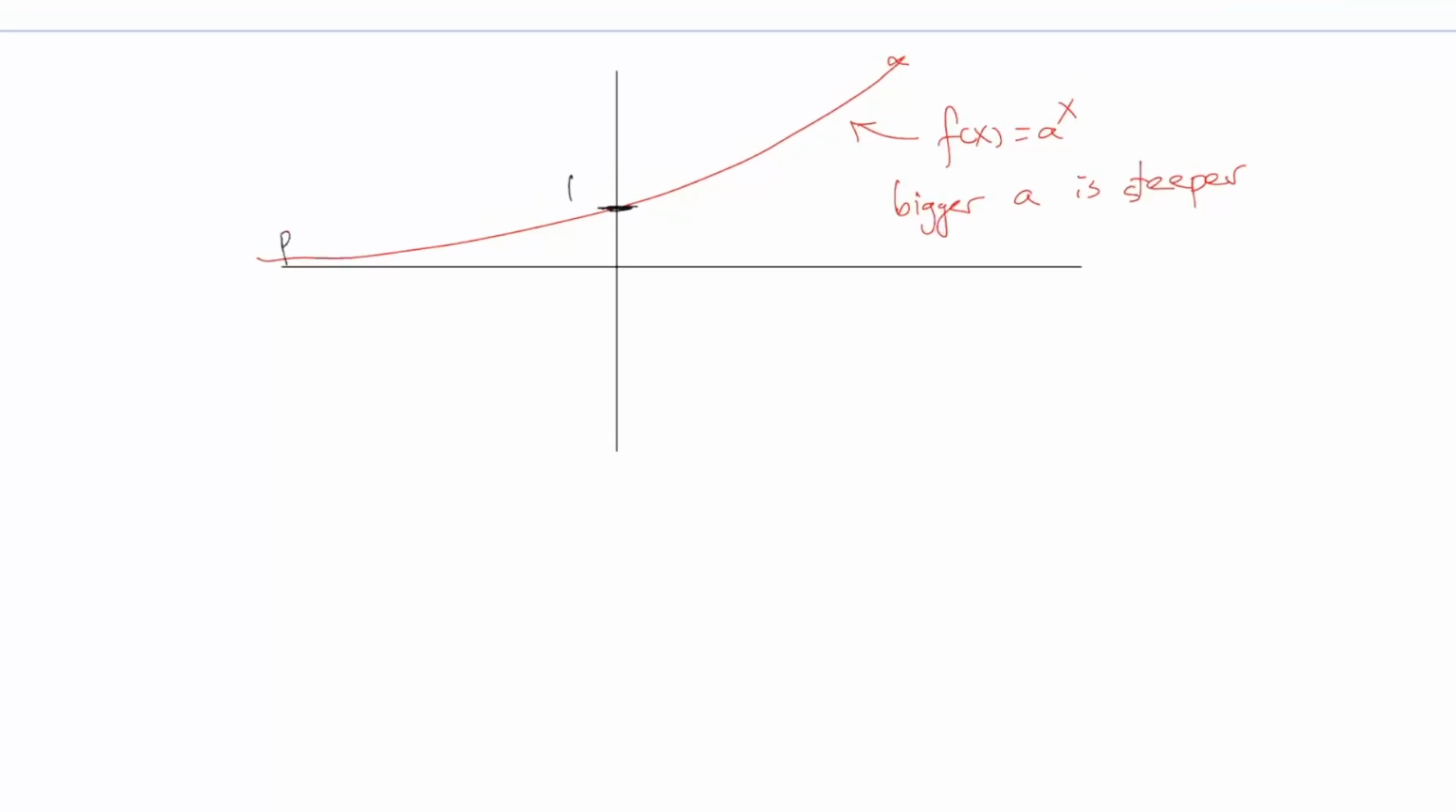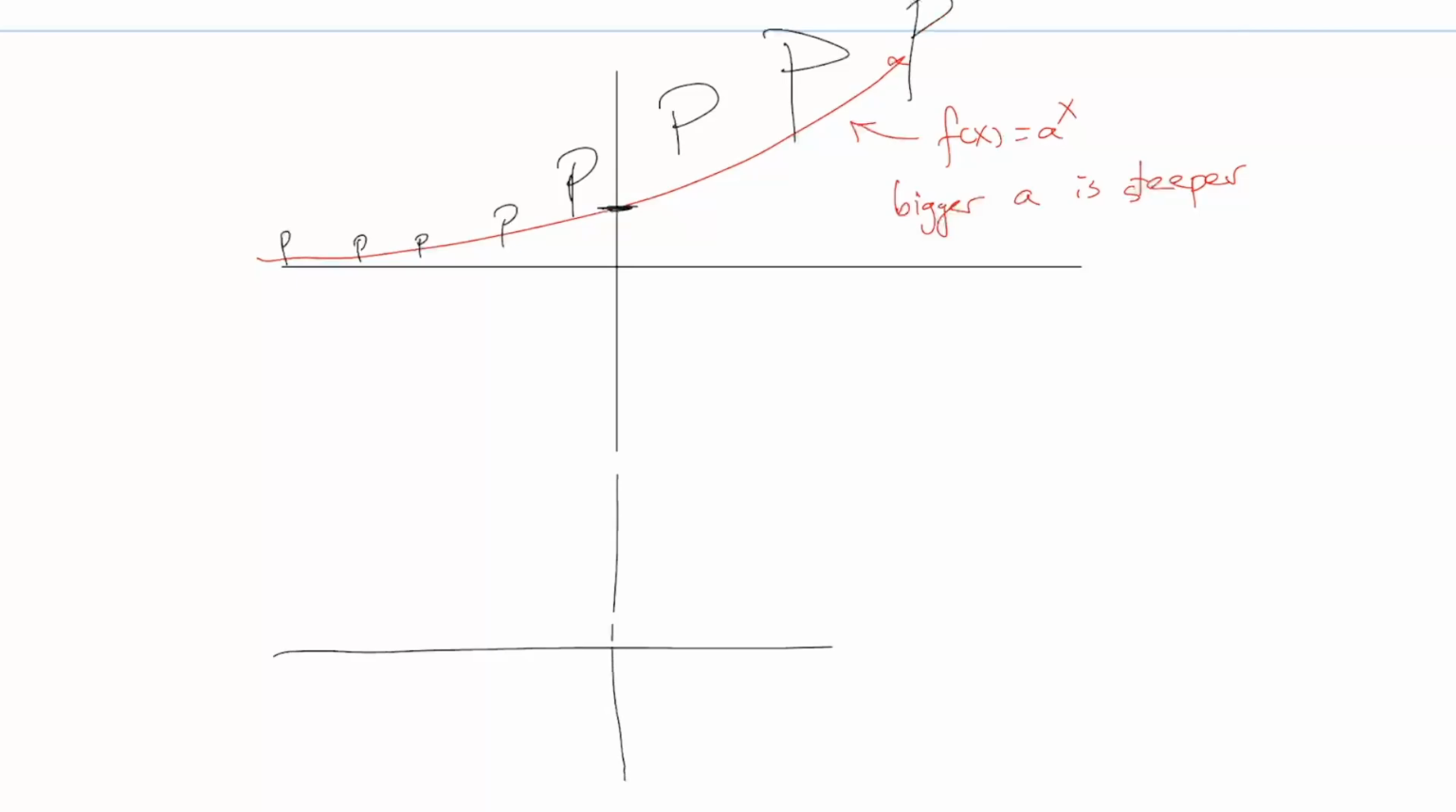I would say the derivatives, if I were to do my little p's, it's always positive and becoming increasingly big positive as you move to the right. Okay, so if I want to draw the derivative, which believe me, I do, what it's going to look like is always positive and increasingly so as I go left to right.